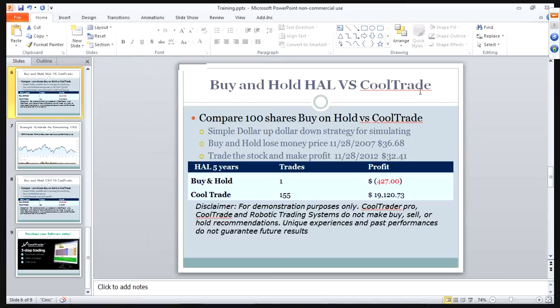So, buy and hold Halliburton versus Cool Trade. If you bought 100 shares of Halliburton 5 years ago, you would have lost $427. You bought it for $36.68 5 years ago, and today it was $32.41. What I think is really fun and exciting about this is that Halliburton moves around a lot. Cool Trade would have traded 155 times with a dollar up, dollar down strategy for $19,120 in profit. That sure beats the loss of $427.